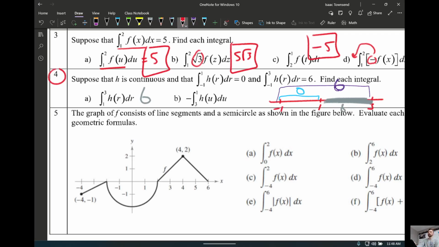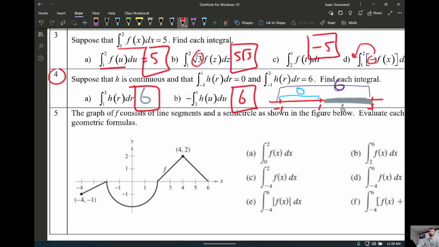All right, part B should have the same answer, because if you switch the bounds from 1 to 3 to 3 to 1, that makes it a -6, but then they tacked on another negative, so a 6. So you should have gotten 6 on both of those. Do you need me to go into more detail on either one of those?